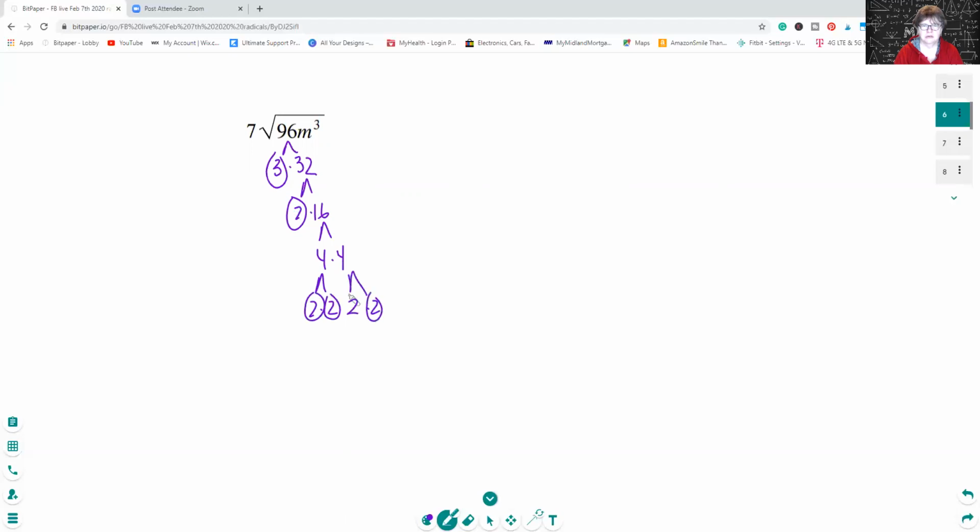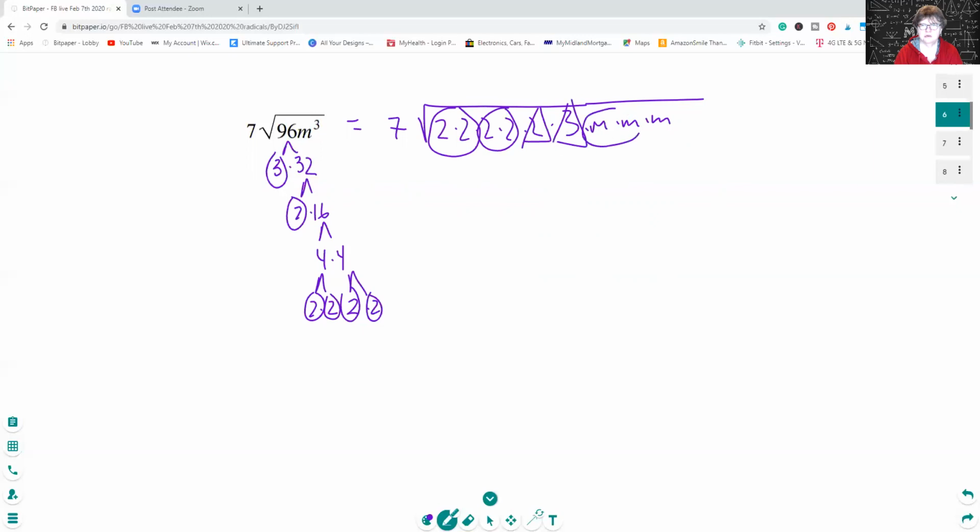so it doesn't matter. So I've got a 7 on the outside still, and now I'm going lowest numbers first. So 2 times 2 times 2 times 2 times 2. 1, 2, 3, 4, 5 2s. That's what I have. I have a 3, and then m to the 3rd means I have an m times an m times an m, right? Pairs again, groups of 2. There's a group of 2. There's a group of 2. That one's not. That one's not. There's a group of m's, and that one's not.